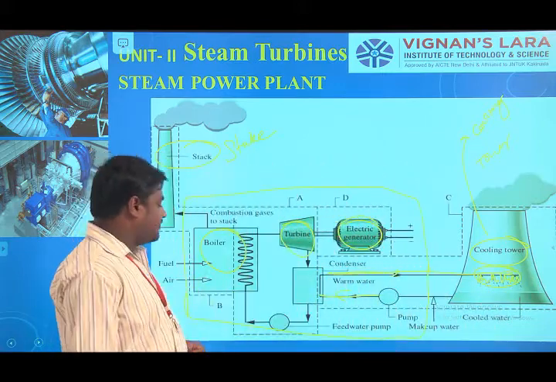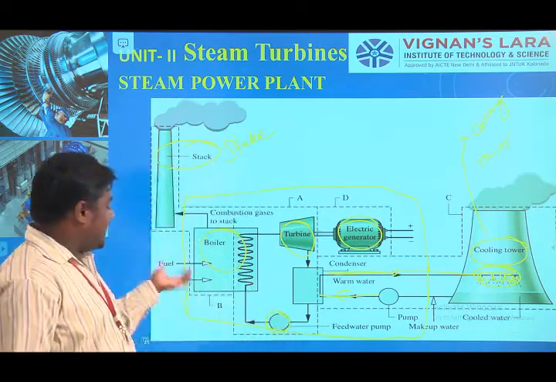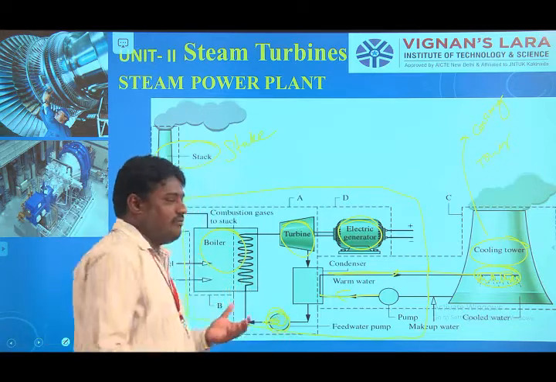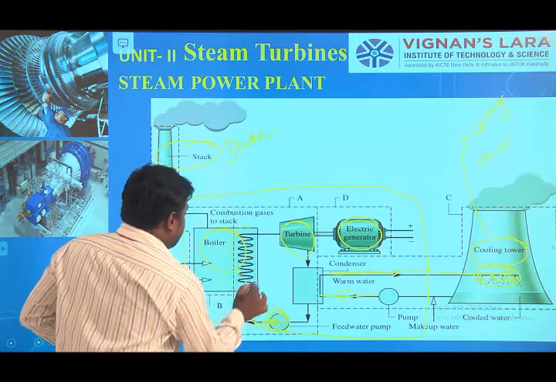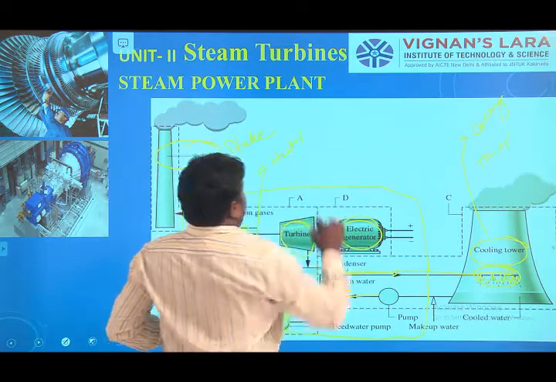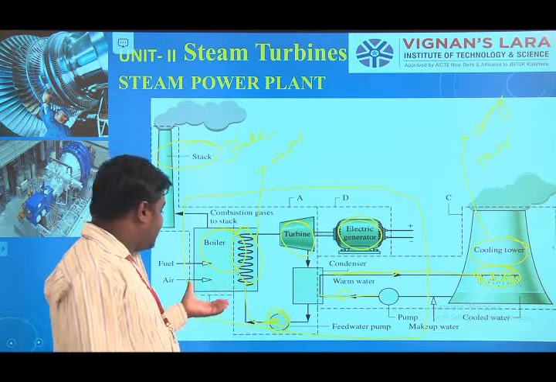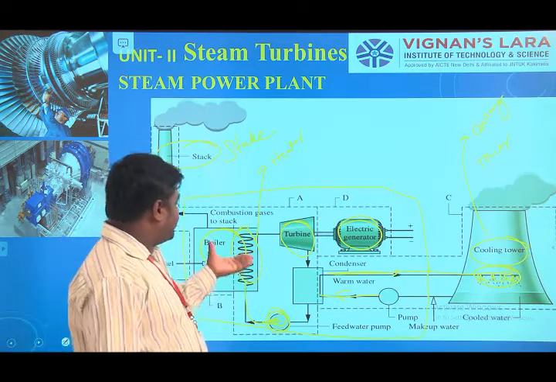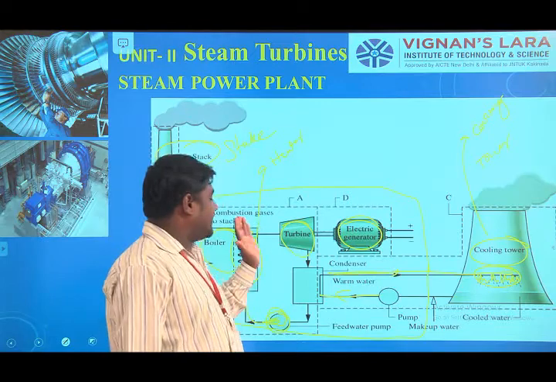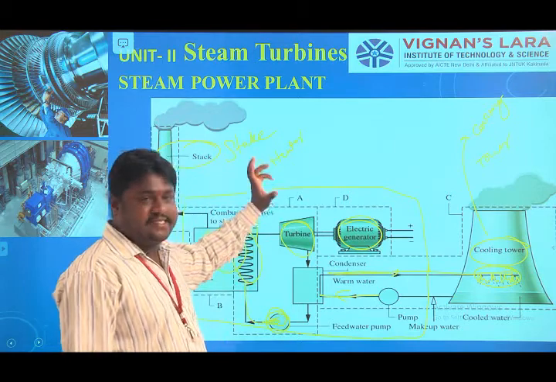After that, the feed water pump. This is the feed water pump. We collect from this stack. Then this fluid or water is sent to the boiler, where the heater is. With the help of the heater inside the boiler, the water will be heated. When the water is heated, it is sent to the turbine as steam, and the turbine will rotate.